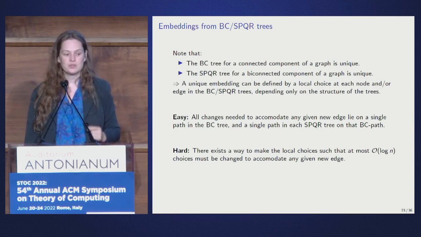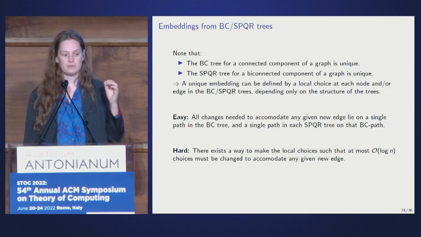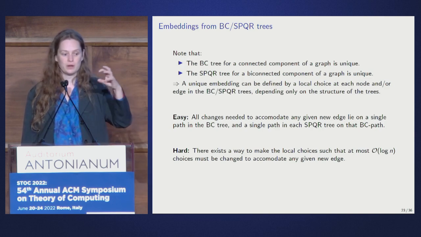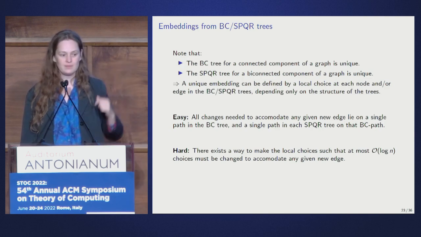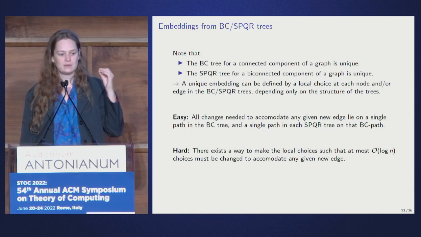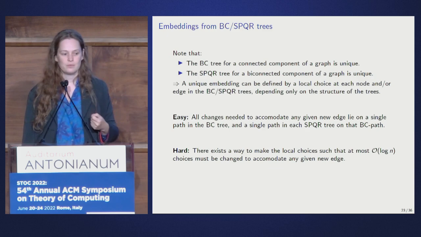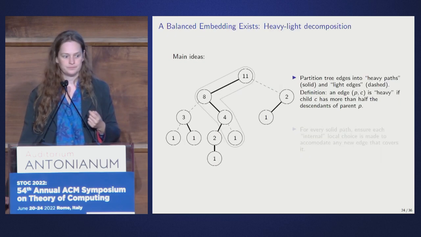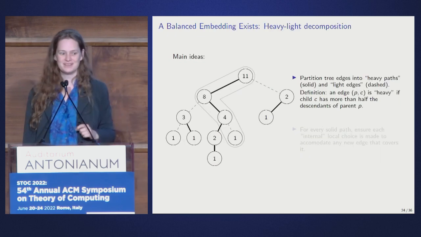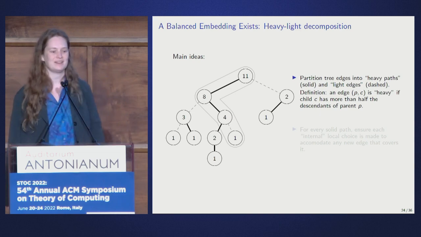But what we show is also that there exists a way to make the local choices in each block and each of these trees, so that at most log n choices need to change their choice when you insert a new edge. And the way we do it is our good friend heavy path decomposition.